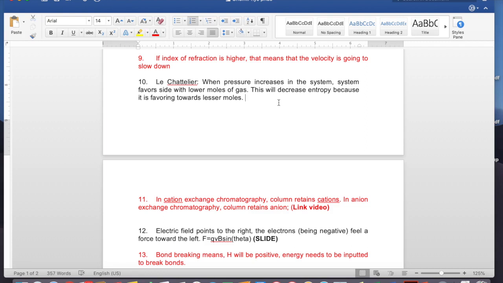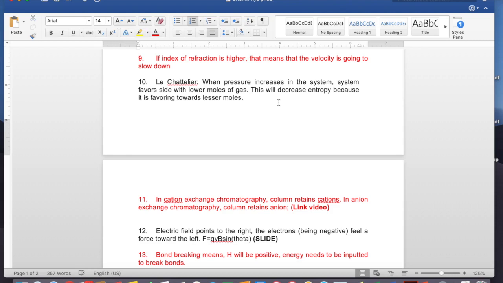So all you have to do is look at the balanced chemical equation, and when the pressure increases, look at the coefficient of each element and count those coefficients. Whichever side has fewer moles, the system is going to favor that side. And because you're favoring the side which has fewer moles, the entropy is going to decrease. One more note, you're only looking at the coefficients before the element. Do not look at the subscripts of the element. So for example, let's say you have 3H2 plus 2O2, right?